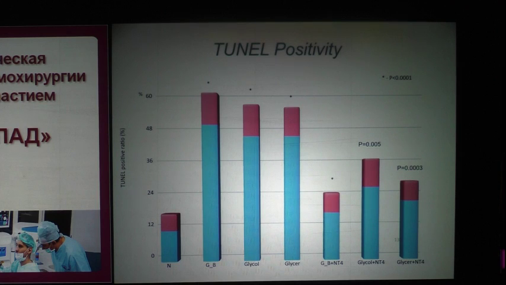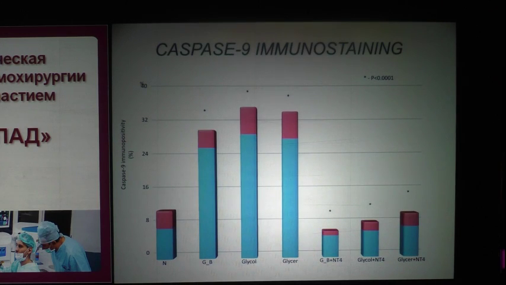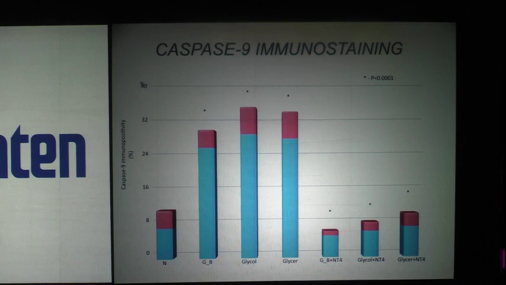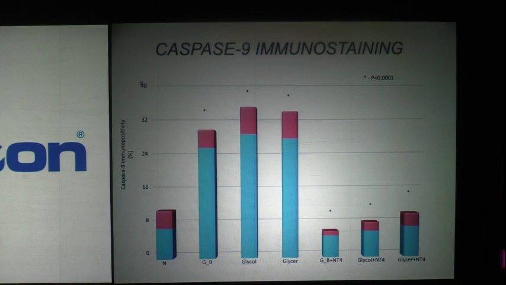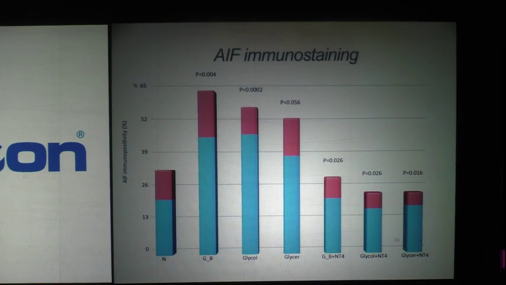So caspase-9 immunostaining showed that the caspase-9 immunopositive cells were increased in the AGEs-exposed retina, and neurotrophin 4 decreased the number of immunopositive cells. So the same findings we observed in the apoptosis-inducing factor immunostaining group.